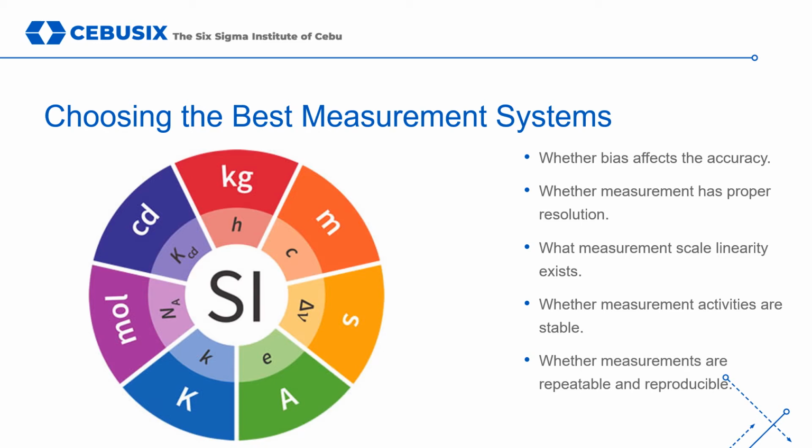During measurement system analysis, teams should review multiple components of possible measurement error. Six Sigma teams should analyze whether bias occurs in the accuracy of measurements and whether the measurement has the proper resolution. They need to know what measurement scale linearity exists, whether measurement activities are stable over time, and whether measurements are repeatable and reproducible. Depending on the measurements the team is dealing with, the measurement system analysis can be time consuming and is often why the measure phase of a DMAIC project is one of the longest.